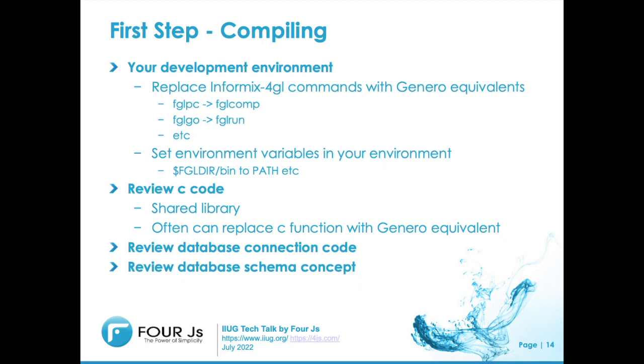Some things you'll need to review at this stage. I say the word review, it doesn't mean you need to change, but it's prudent to look at. First of all, review your C code. C extensions are handled as shared libraries, as indeed are database libraries. You do not need to build a runner. What we often find is that the C code can be replaced by Genero libraries, particularly file handling. Any C routines you have to read files, write files, can be replaced by Genero code. You can often eliminate the need for these C libraries and remove the C compilation step from your build process, and then your Genero application is truly portable.